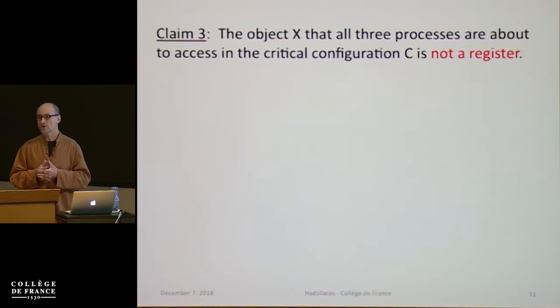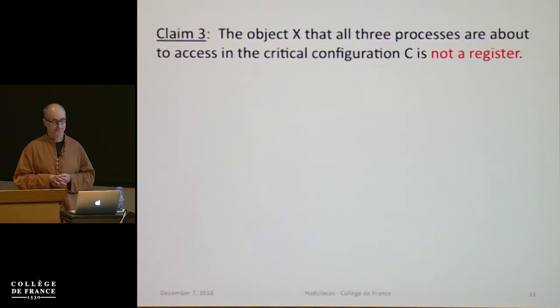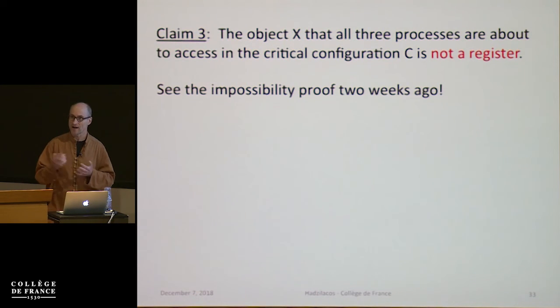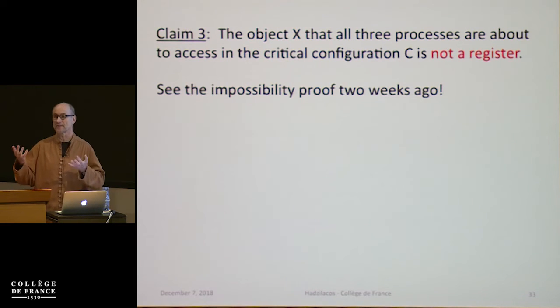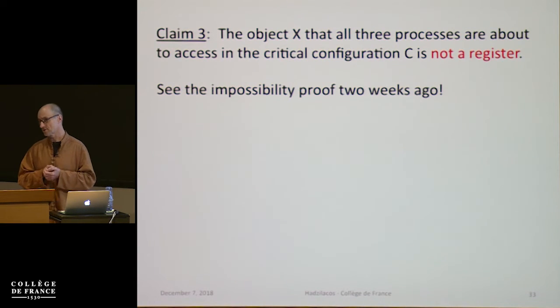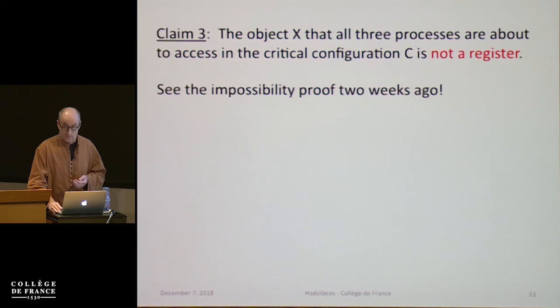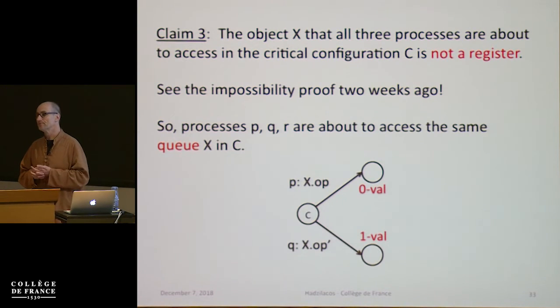Claim 3, this object cannot be a register. I will not show this to you because Rachid showed you essentially this thing in his proof 2 weeks ago. If you don't remember how, go back to that lecture, or better yet, after this lecture, try to reconstruct the proof on your own. Well, since our algorithm only is supposed to use queues and registers, it follows that X must be a queue.